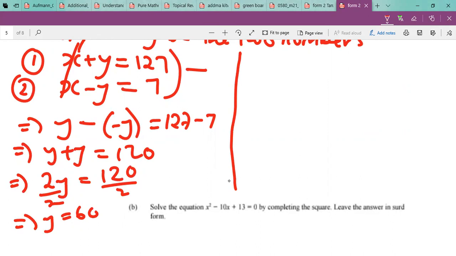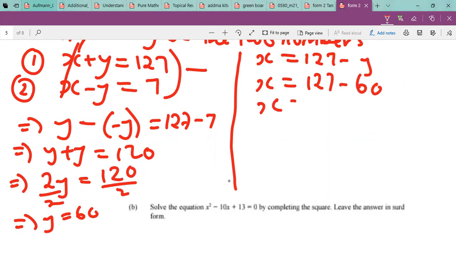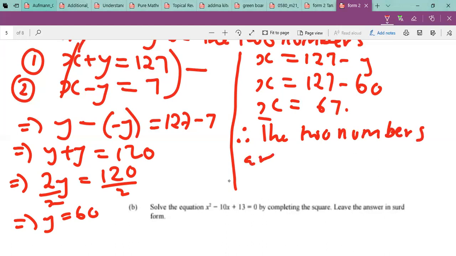So if y is equal to 60, then what is x? All right, using equation 1, we will say x is equal to 127 minus y. So x is equal to 127 minus 60. Then x is equal to 67. Therefore, the two numbers are 60 and 67.